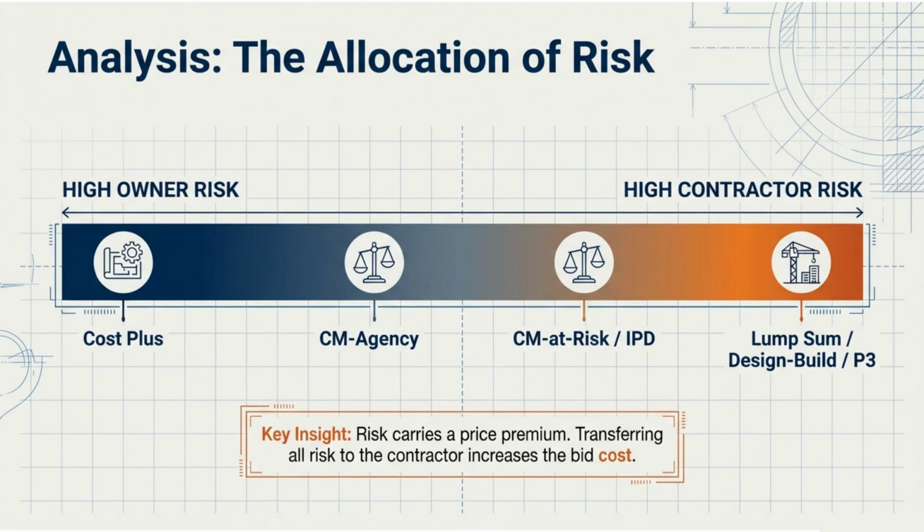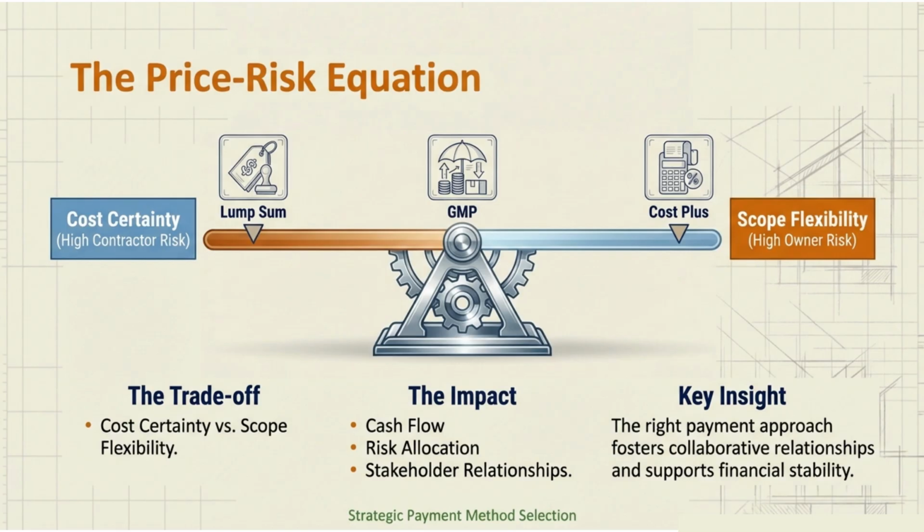Revolutionary concept, right? Let's visualize this price-risk equation with our handy-dandy scale here. On one side, you've got cost certainty, high contractor risk, lump sum. The contractor carries the burden, you get predictability.